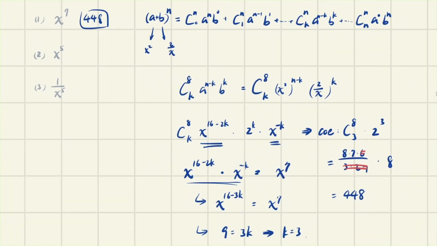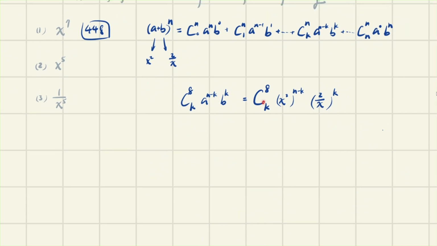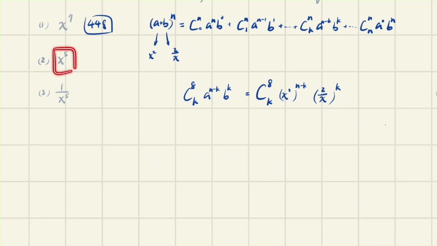Again, it's the same thing. We look at a random term. Let me erase this whole bit. Random term, like this, like to the k. And then we equate this equals to x to the power of 5.